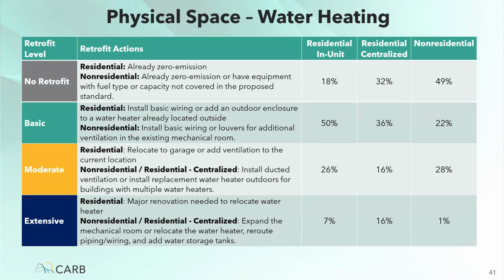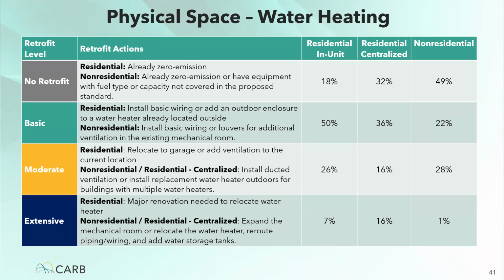Here we have the physical space retrofit results for water heating. For residential buildings with an in-unit water heater, 18% already use zero-emission equipment, and half need only a basic retrofit. About a quarter may require moderate retrofits, such as relocating the water heater to the garage or adding ventilation, and an estimated 7% may need extensive work to relocate the water heater elsewhere.